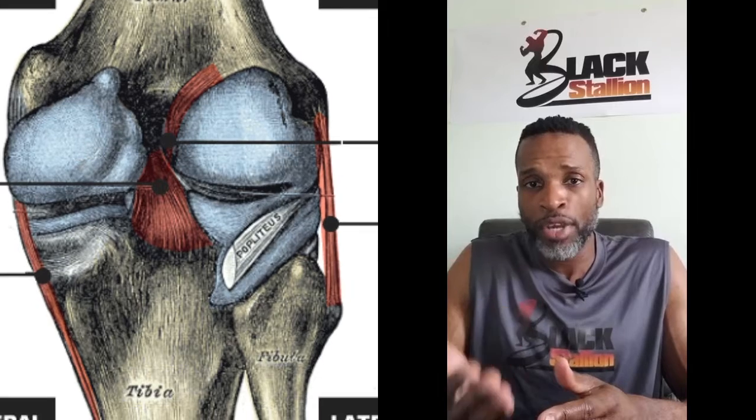The collateral ligaments, like I said before, are found on the sides of the knee. So the medial collateral ligament is on the inner aspect of the knee, whereas the lateral collateral ligament is on the outer aspect of the knee. They control the sideways motion of the knee and brace it against unusual movements.